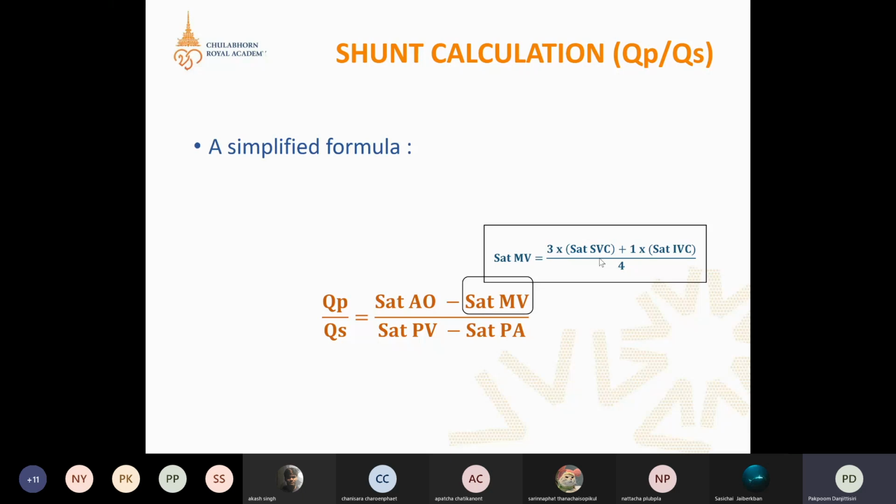that the pulmonary vein takes the blood from the lung into the left atrium, and then that blood travels into the left ventricle, and finally goes to the aorta. So that's why the doctor can assume the oxygen saturation of the pulmonary vein is equal to the saturation of the aorta.